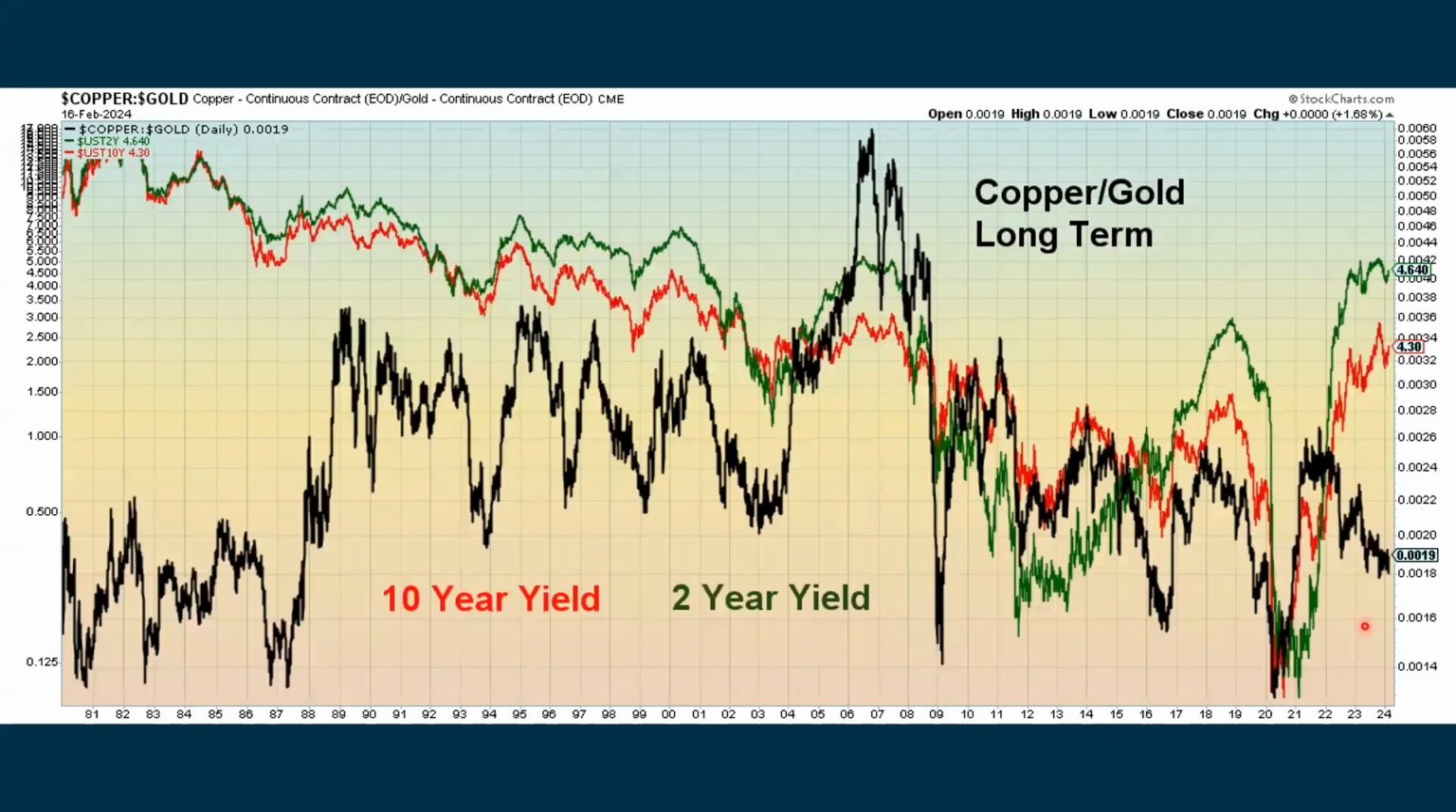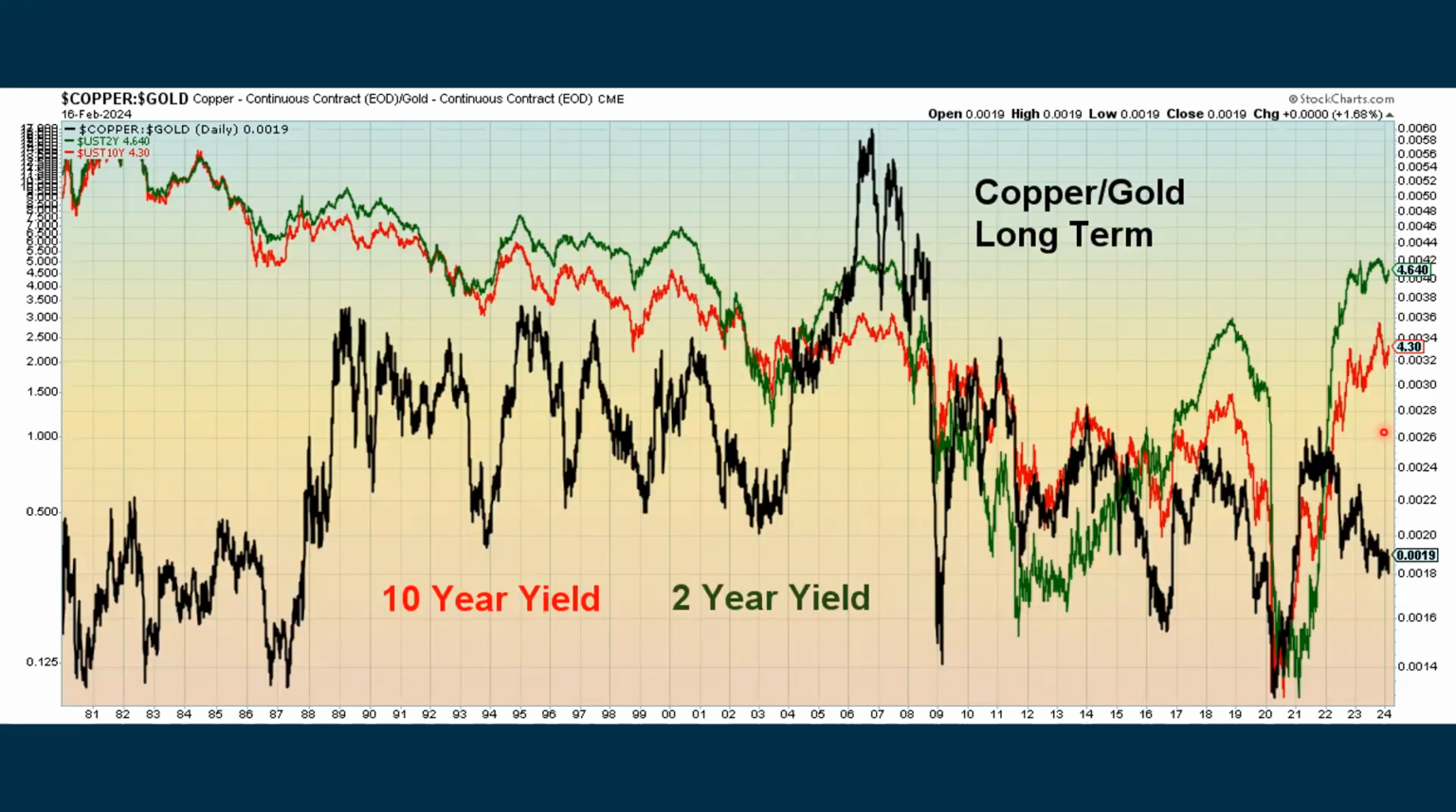This is a longer-term look at that same chart. That's the black line going back to 1980. This is the copper to gold ratio. And just to give us some perspective, we have the 2-year yield in green and the 10-year yield in red. Notice that the green is above the red. That's because we're inverted still. And they are still quite far apart from each other.